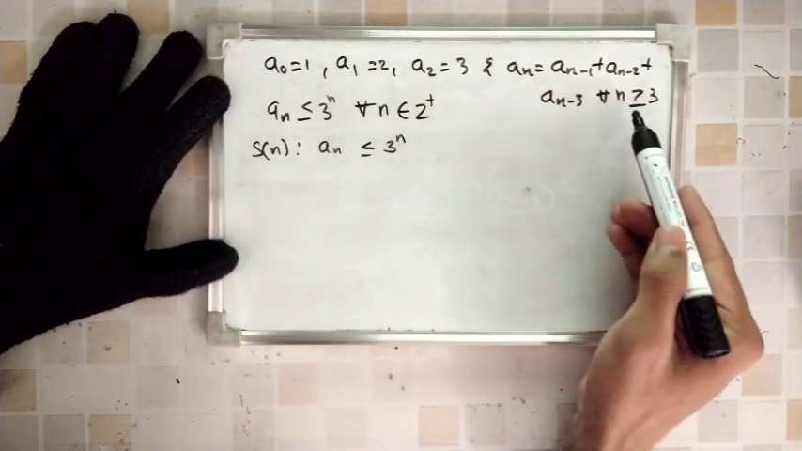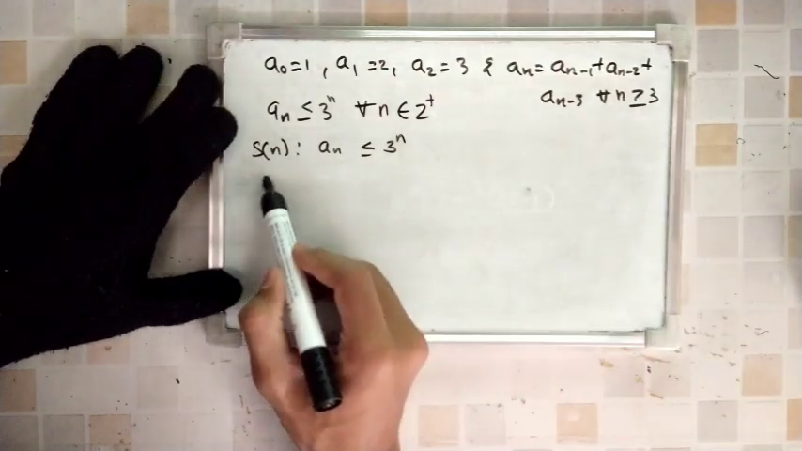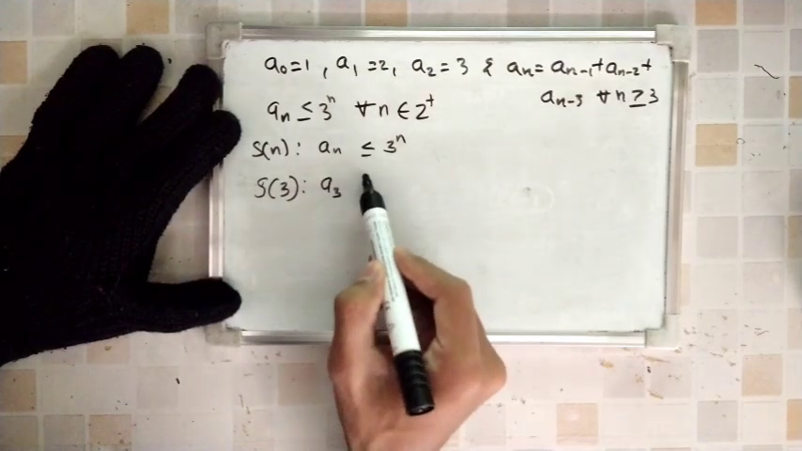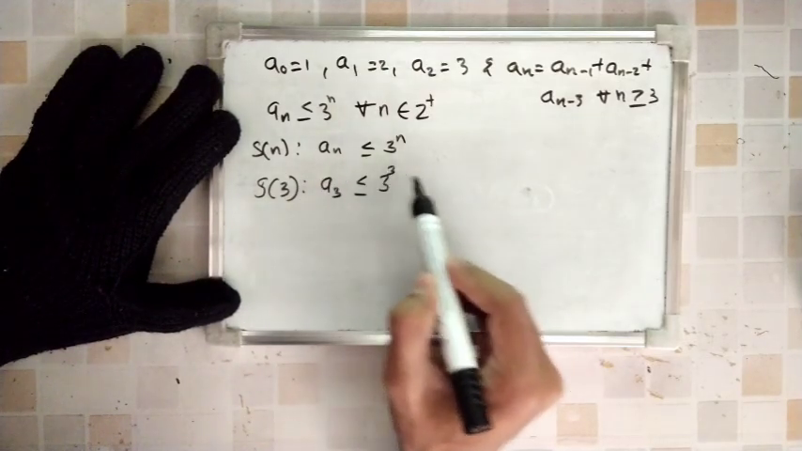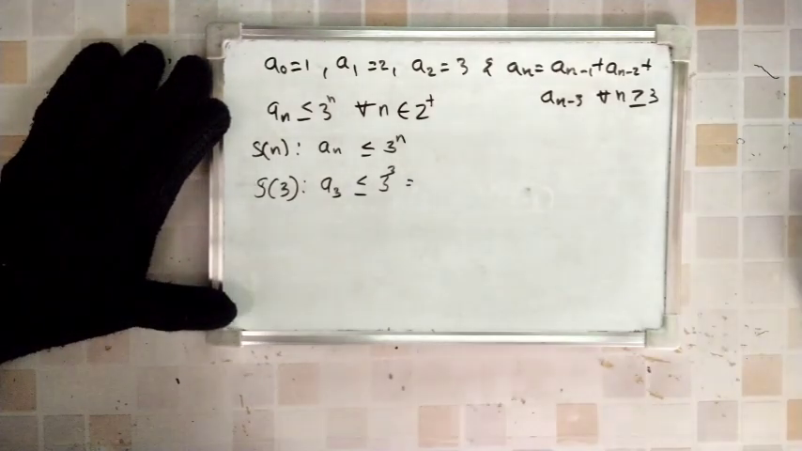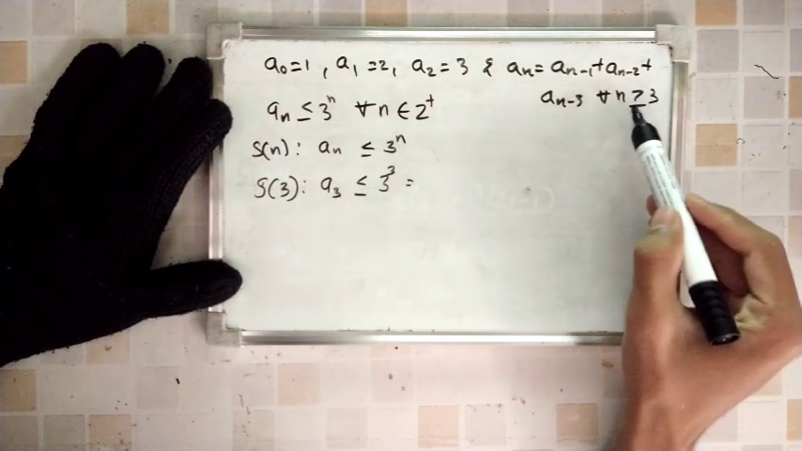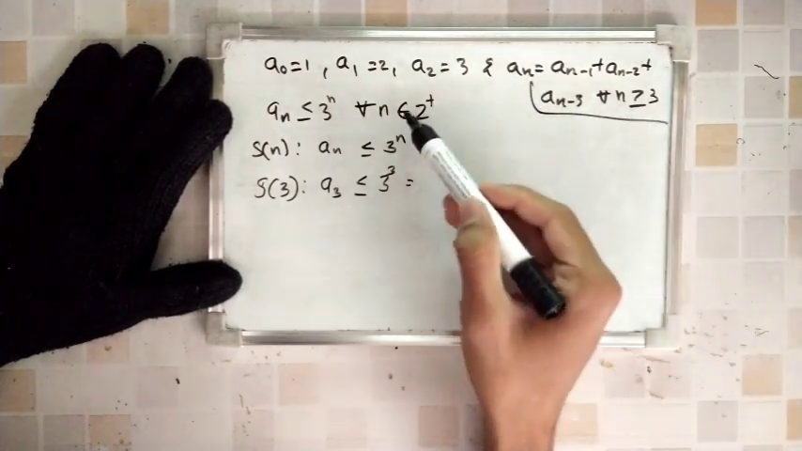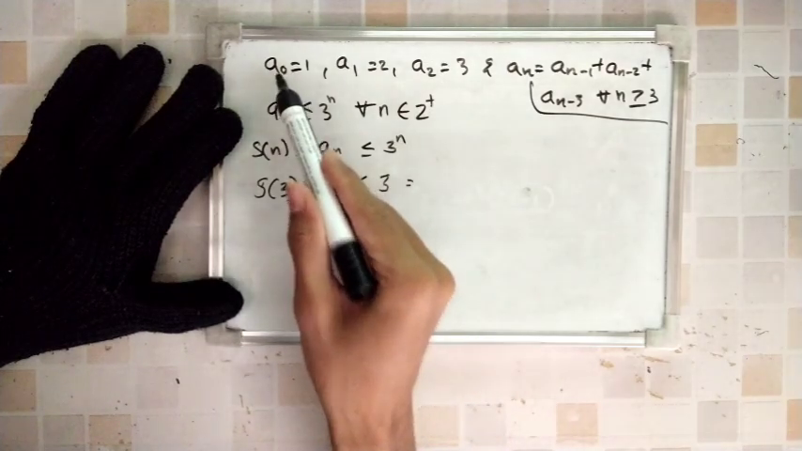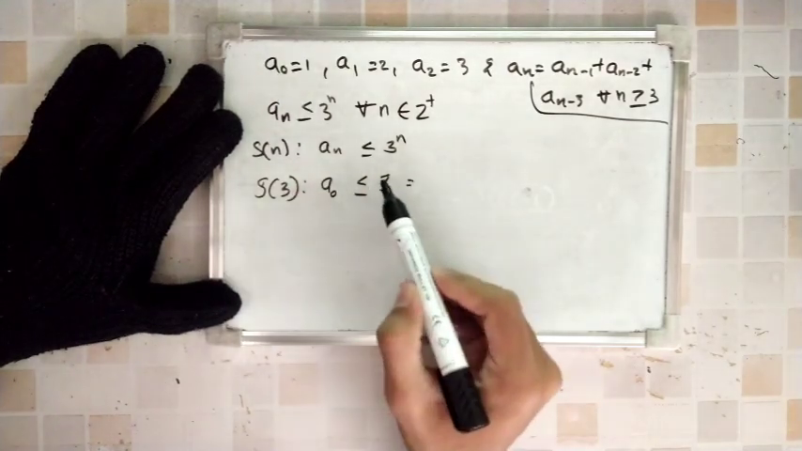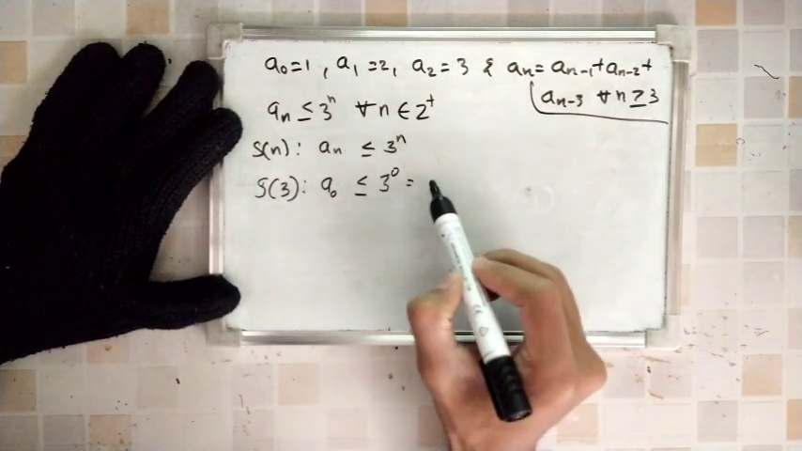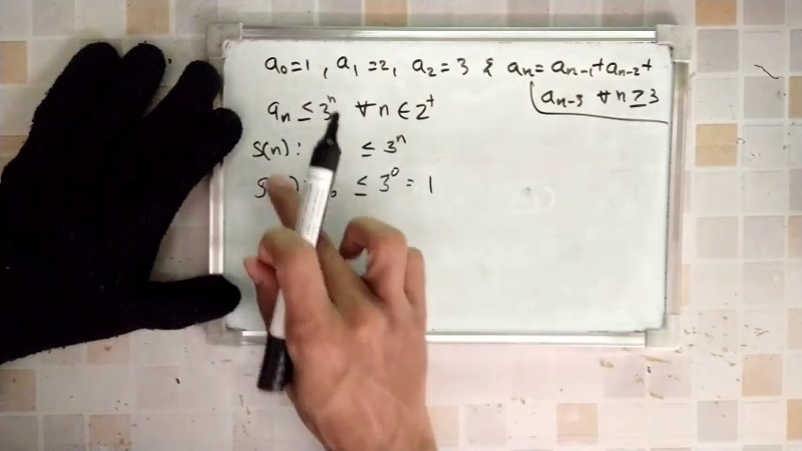Now since they have said n is greater than or equal to 3, I will take S(3) first, which means a_3 is less than or equal to 3 to the power of 3. Okay, this n greater than 3 was for this thing. For here n belongs to positive integers, so instead of 3, let me start from 0. So a_0 is less than or equal to 3 to the power of 0, which is nothing but 1. It is true.